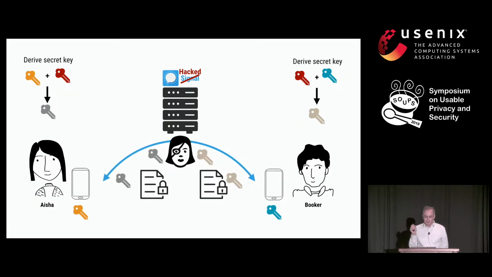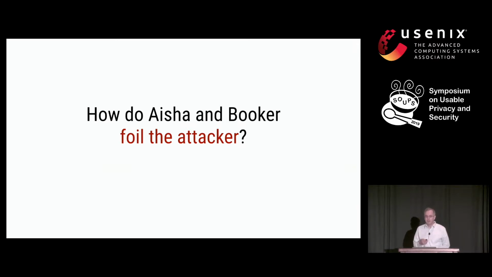And now she's going to sit in the middle of that conversation. She's going to be using the dark key to talk with Aisha and the light gray key to talk with Booker and be able to intercept those messages so that she can listen in on all the messages. She can potentially even change messages in this conversation. So how are we going to help Aisha and Booker to foil the attacker?